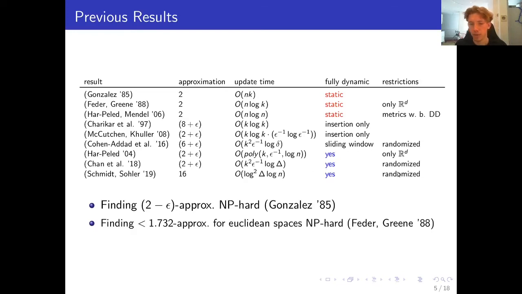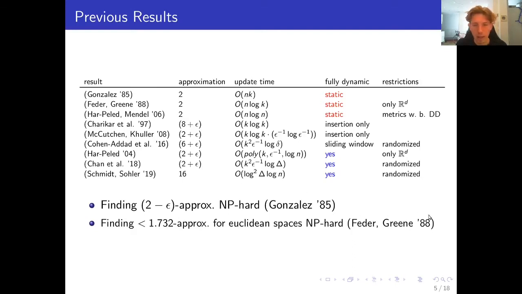This is fully dynamic also, but randomized. But they were looking at another problem, so this 16 may seem bad, and this result is just implied by their result. And for the negative results, finding a 2 minus epsilon approximation is NP-hard. This was shown by Gonzalez in '85. Finding a smaller than 1.732 approximation for Euclidean spaces is also NP-hard. This was Feder and Greene '88.